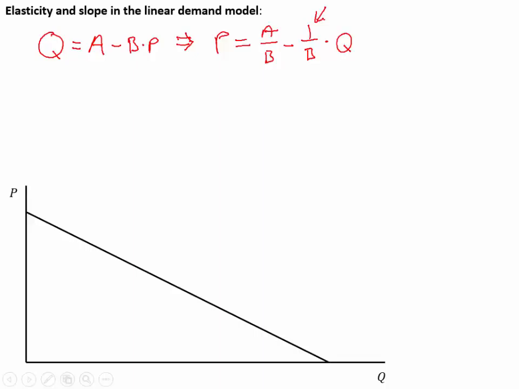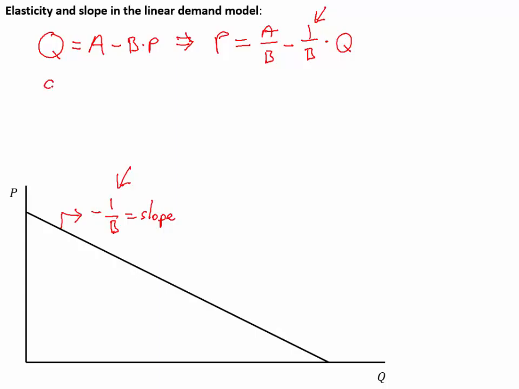This 1 over B, or rather negative 1 over B, is the slope of the demand curve the way that we typically draw it, which is with P on the vertical axis and Q on the horizontal axis. So what we want is an estimate of 1 over B as a function of the elasticity, or B as a function of the elasticity, which will be just as good. Let me show you what I mean.